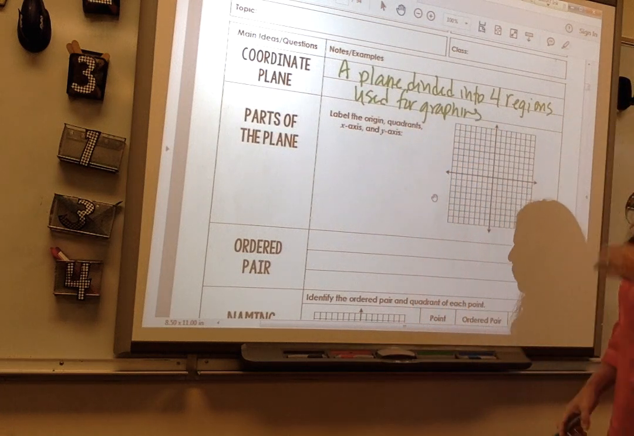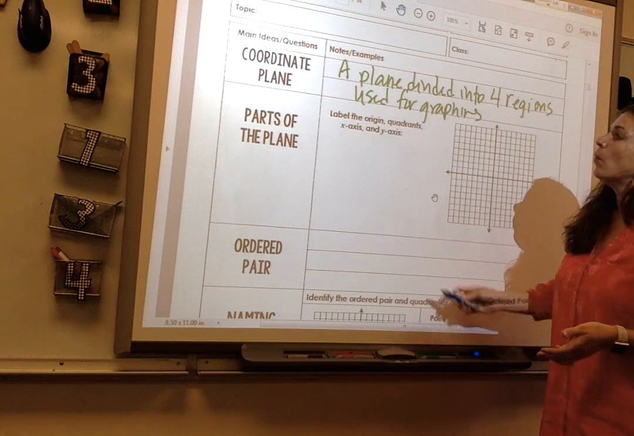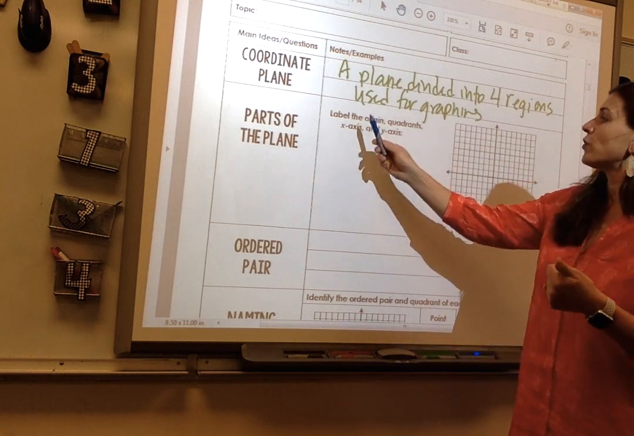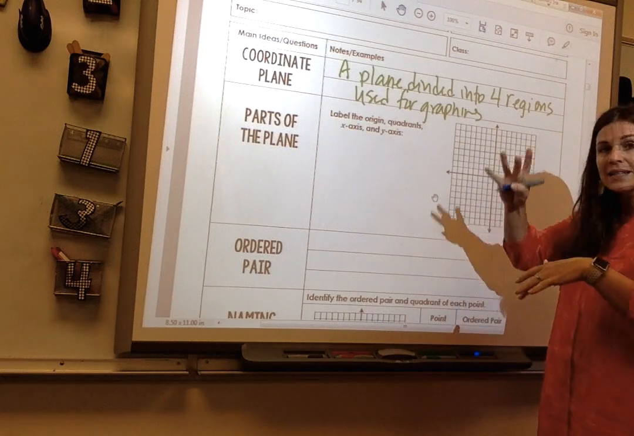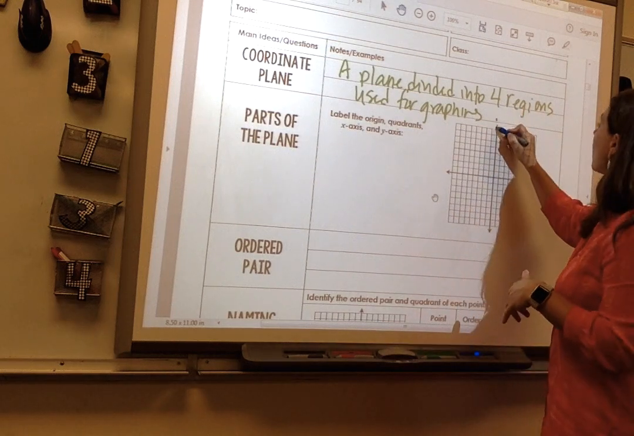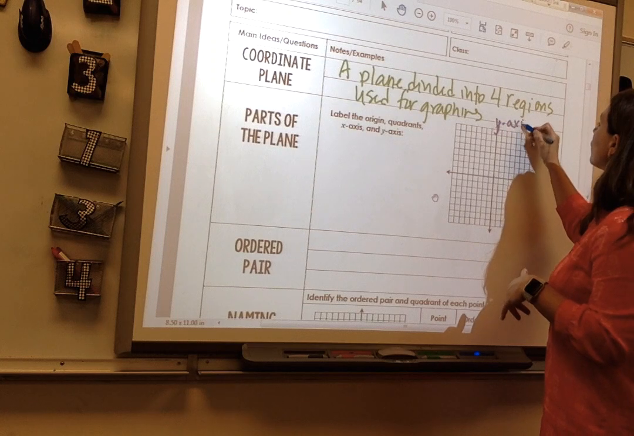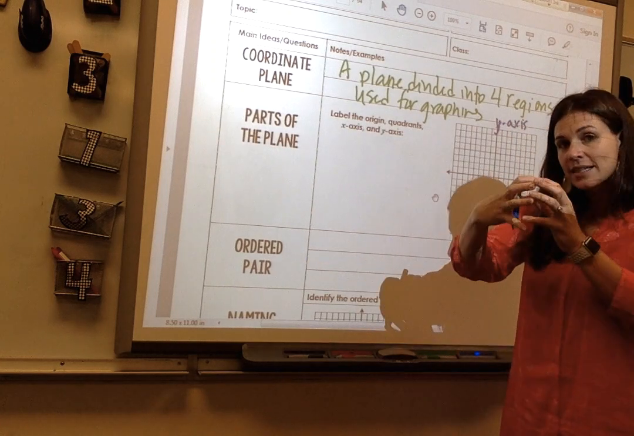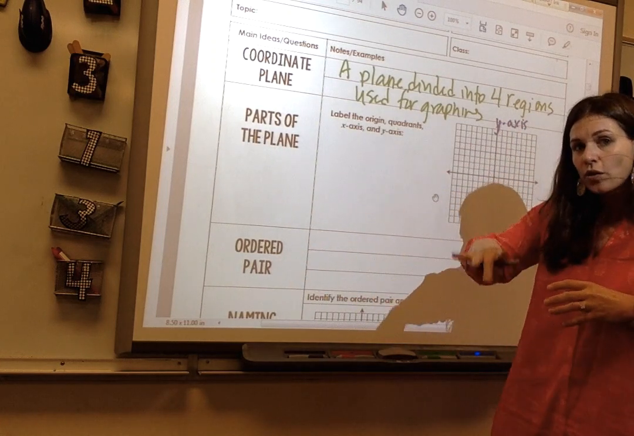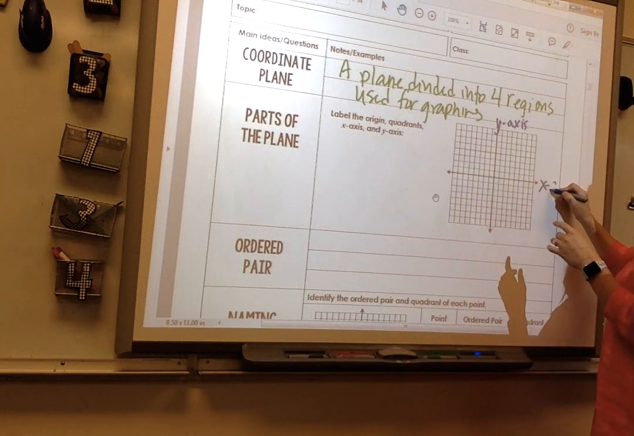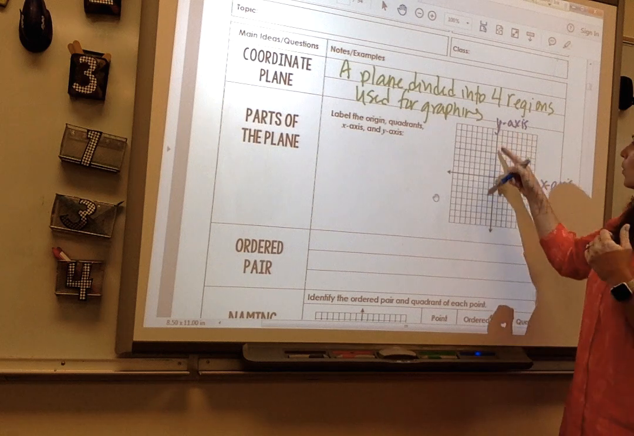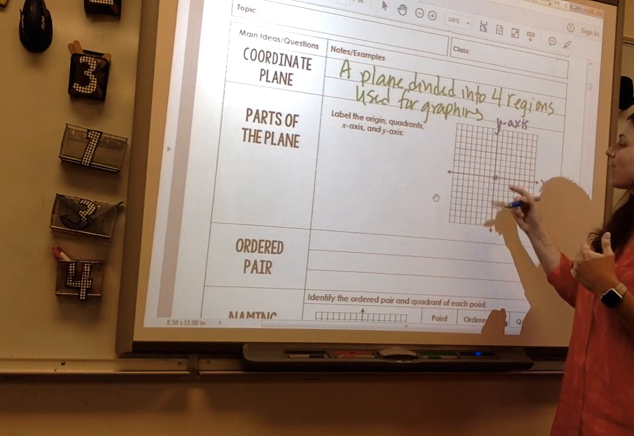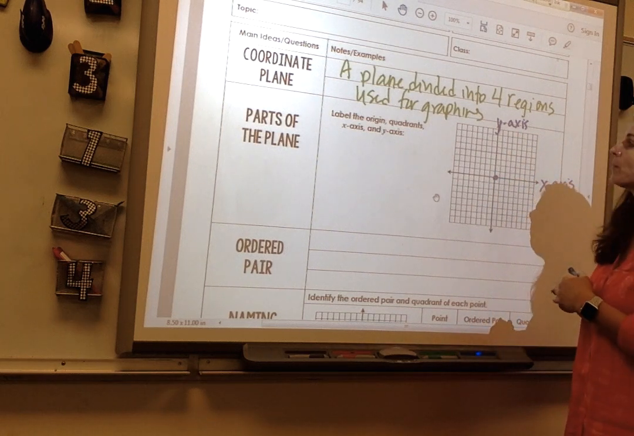Okay, so when you label everything, I want you to label the origin, the quadrants, the x-axis, and the y-axis. So think about your y-axis like a yo-yo. It goes up and down. So here is our y-axis, and x is the xylophone. It goes this way. So a yo-yo's up and down, and then a xylophone is your x-axis. The origin is where x and y meet. Smack dab in the middle, that's called the origin.